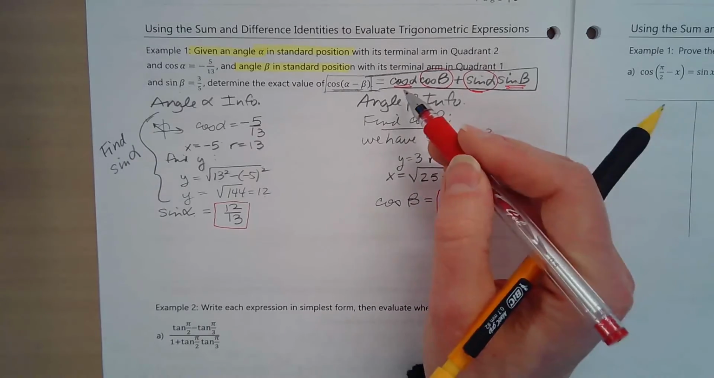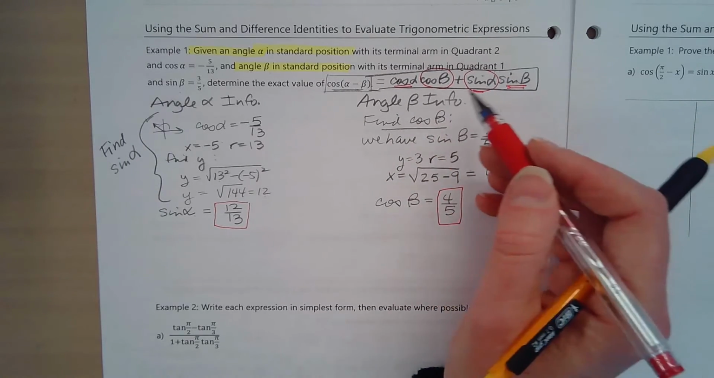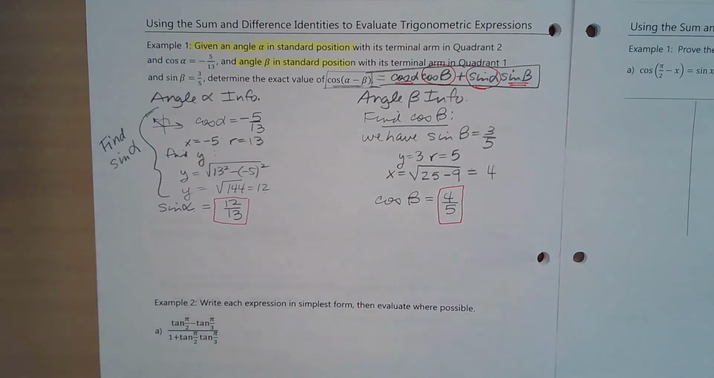So I needed 4 numbers, 4 fractions, 4 ratios. 2 were given to me, and I solved 2, so now I'm going to put this all together and find the exact value of, so the exact value means I'm going to come up with a numerical answer, right? Okay, so I'm going to just repeat what they asked me to do.